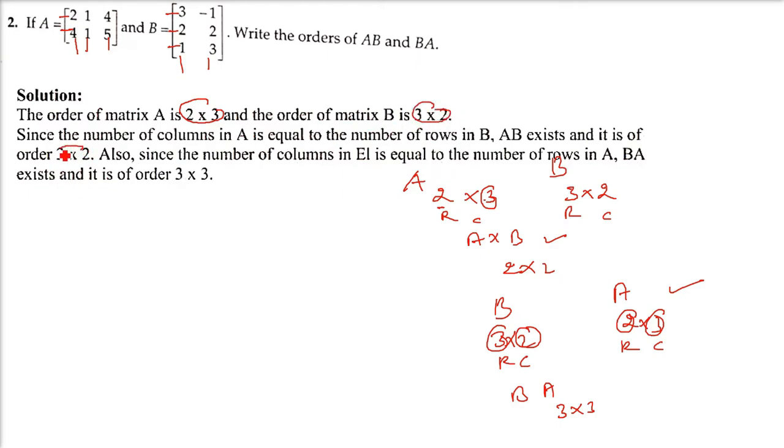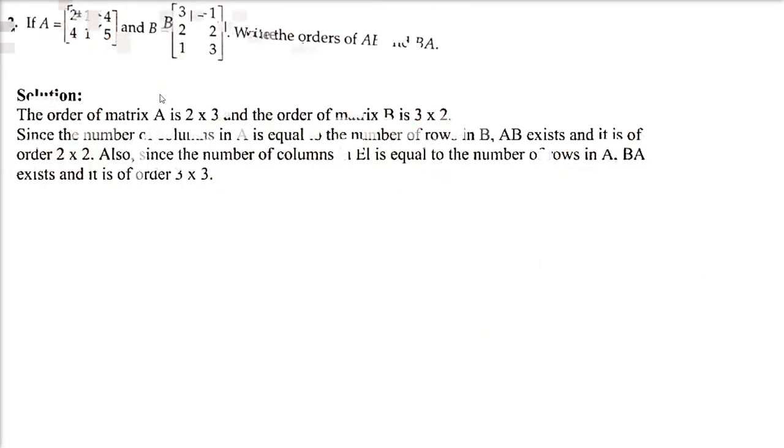This is because the order of A is 2 by 3 and the order of B is 3 cross 2.